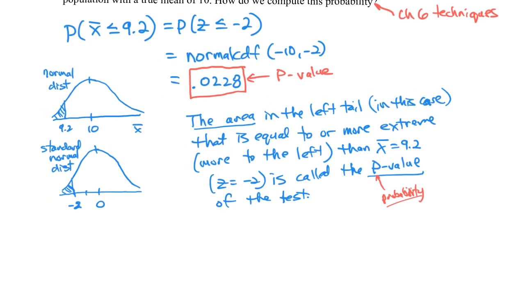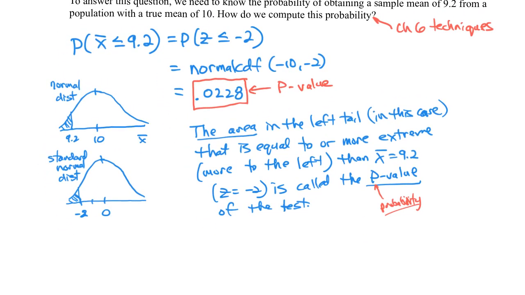So that's the p-value. We find it just like we did in chapter 6. In chapter 6, we thought of it as the area under the curve or the probability of getting the z-score here or to the left. But now we're going to also interpret it in terms of the probability of getting that sample or a more extreme sample if the null hypothesis is really true.